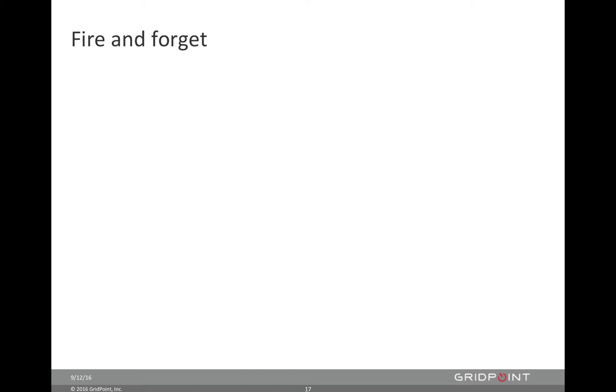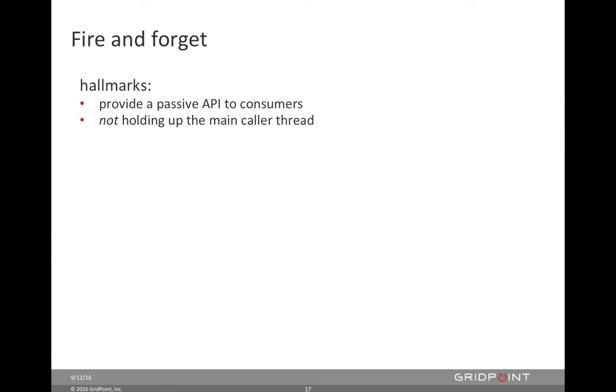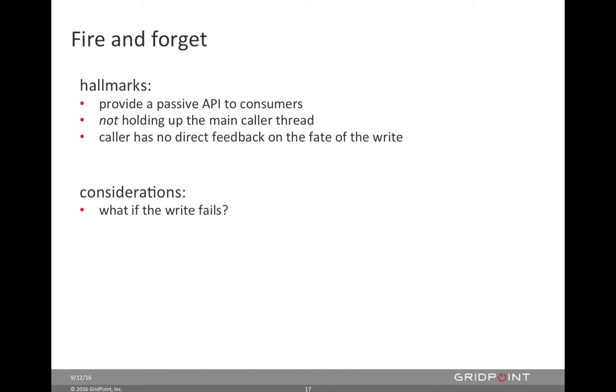First, we have fire and forget. Its hallmarks: it provides a passive API to consumers. This contract is still asynchronously processing the results, still handling failures, just not holding up the main caller thread to do so. The caller gets no direct feedback on the fate of the write. Some considerations for fire and forget. What if the write fails? The caller doesn't get any immediate feedback that the write failed. The caller is already long gone.